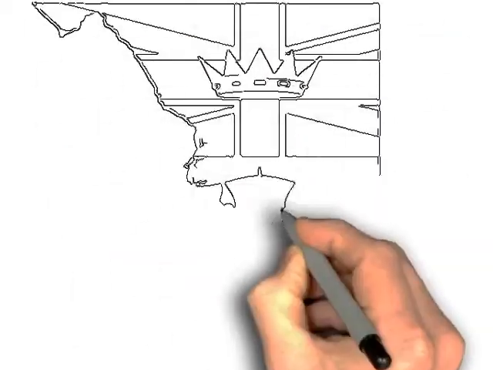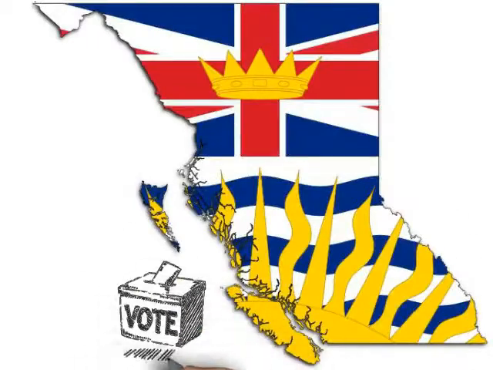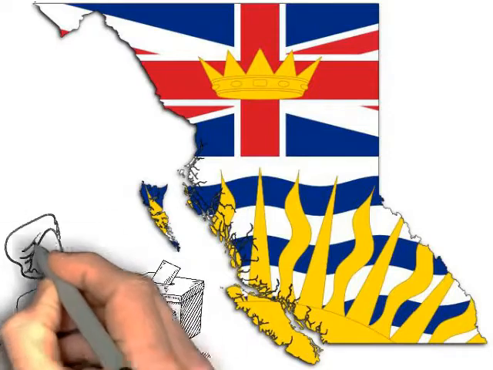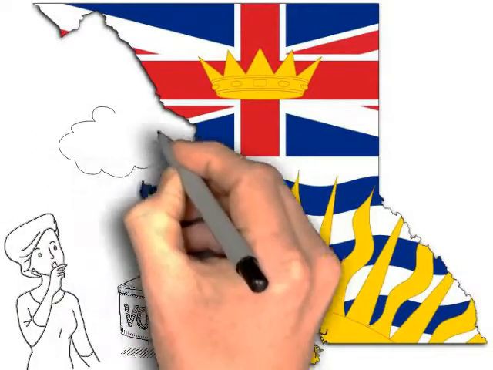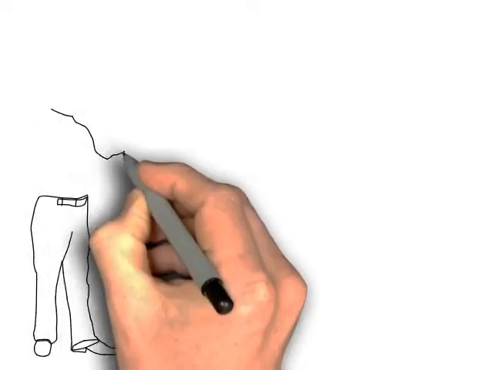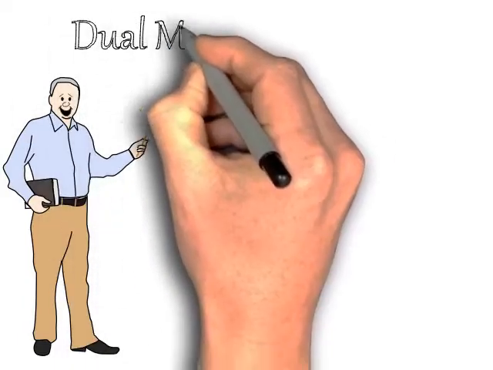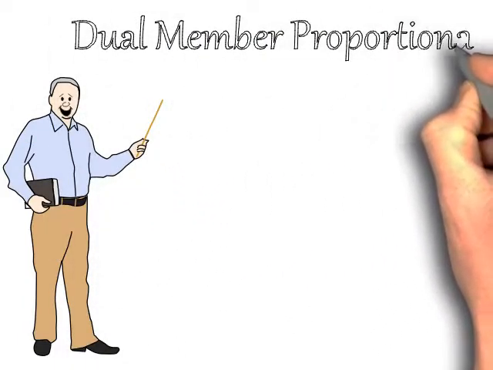You see, as British Columbians are preparing to vote in a referendum on electoral reform, many are concerned, just what would an alternative to our single-member, winner-take-all voting system actually look like? Right now I want to introduce you to one of those concrete alternatives. The dual-member proportional voting system.